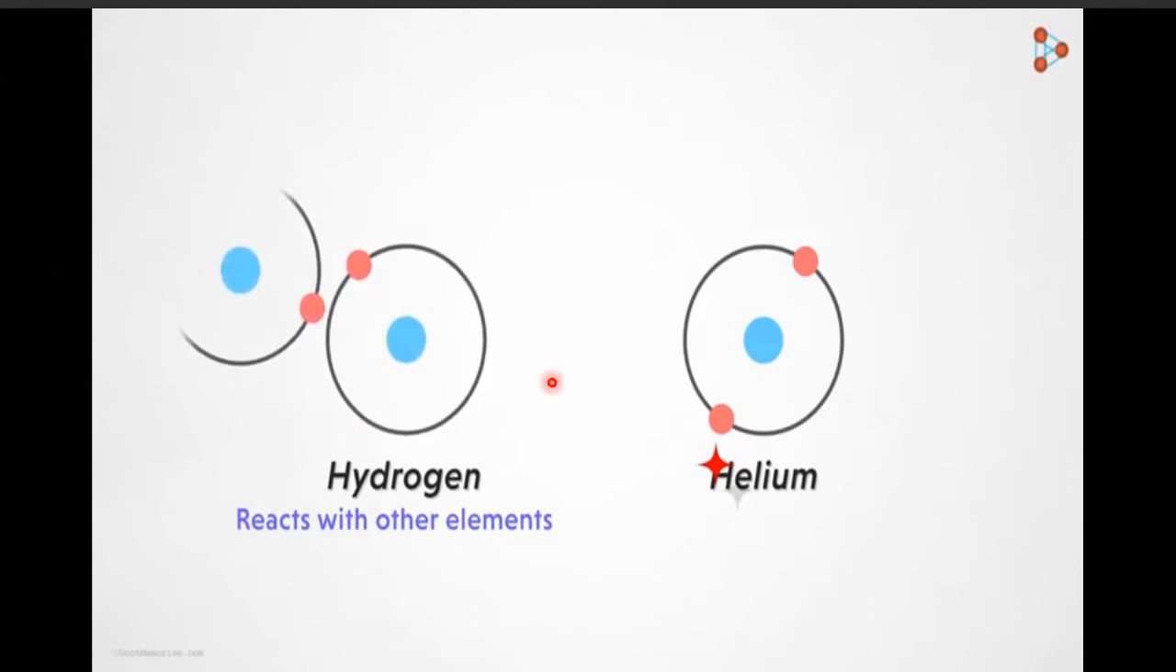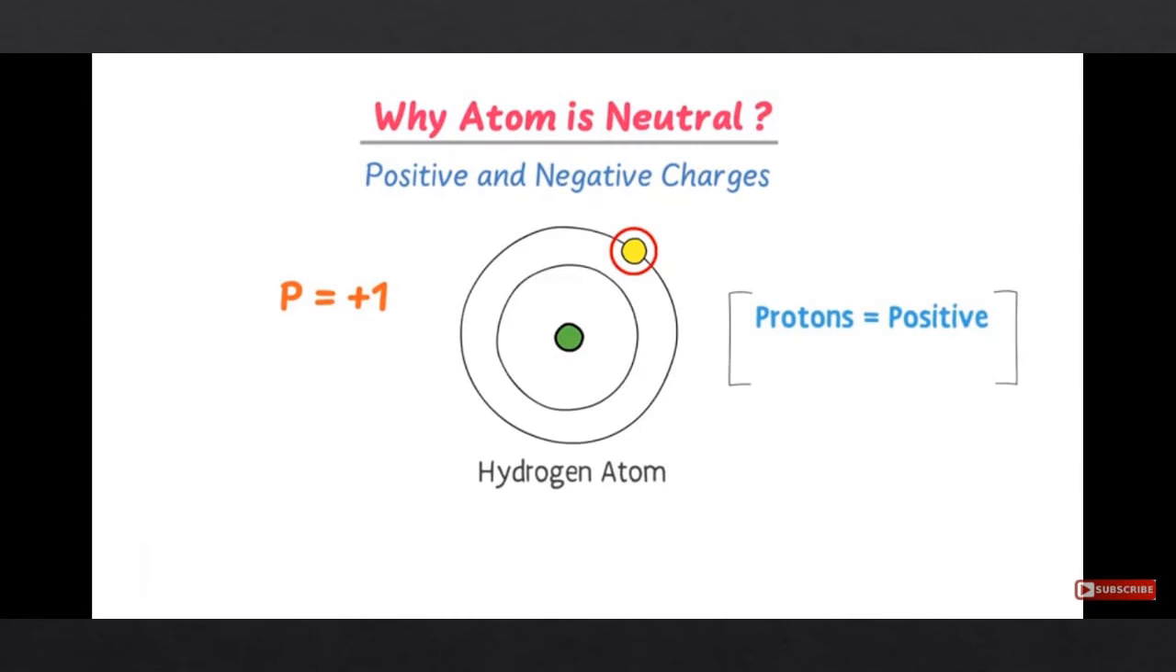As you have seen, hydrogen needs one electron to complete its duplet. So the valency of hydrogen is 1, and that is why it reacts with other elements to attain stability. Helium is already in a stable state, so it doesn't need to react with other elements because it already occupies a stable state. Why is an atom neutral?